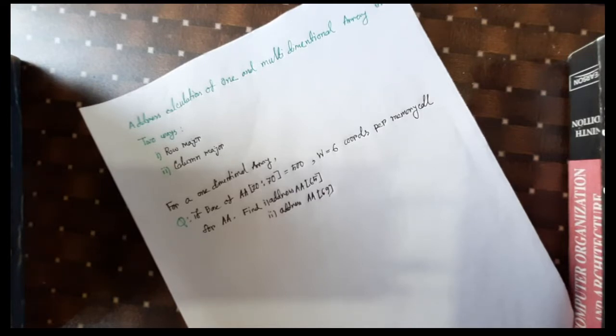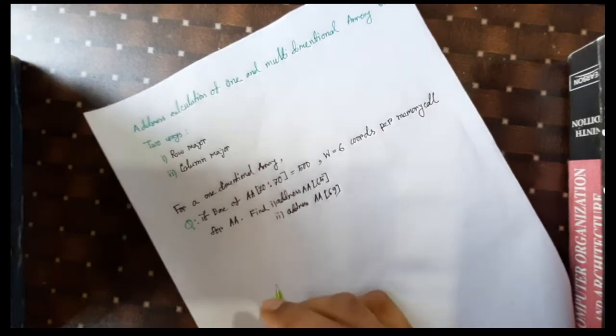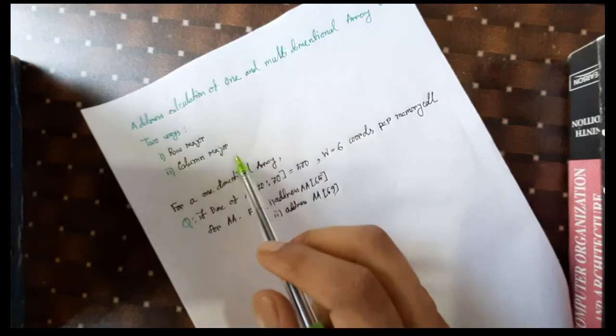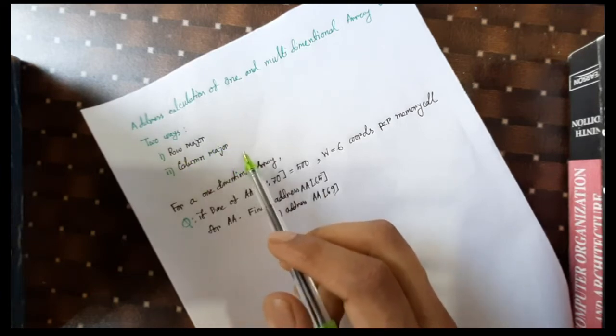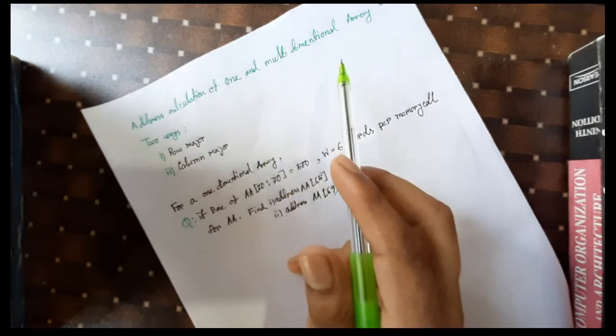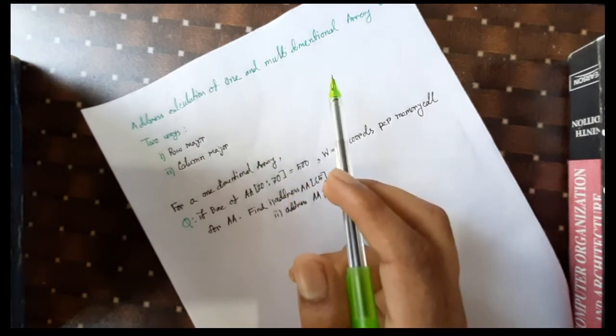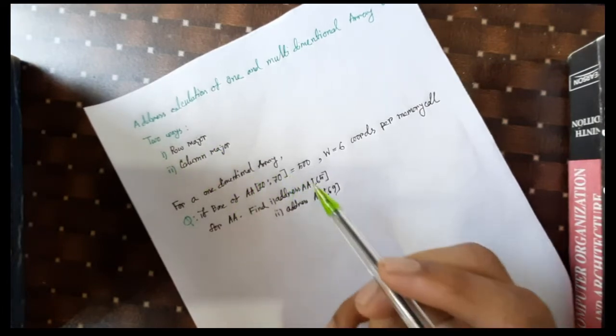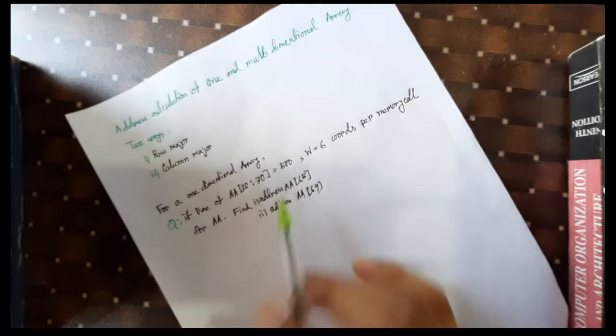Hello viewers, today we will discuss the address calculation of one-dimensional and multi-dimensional arrays. Let's start with one-dimensional array. In one-dimensional array, we do not face column measure or row measure addressing, but in multi-dimensional array, we will solve how to calculate row measure and column measure address. Let's start with one-dimensional array.